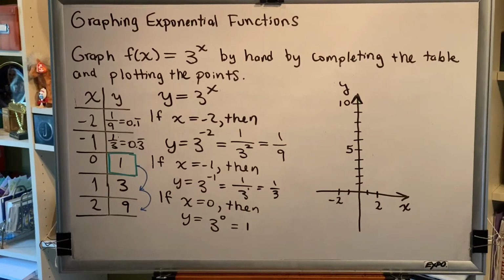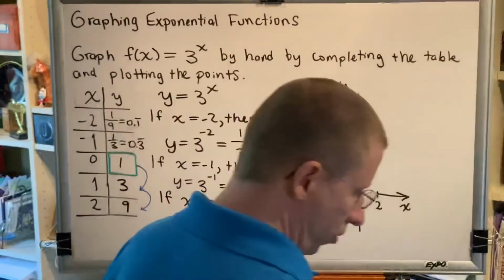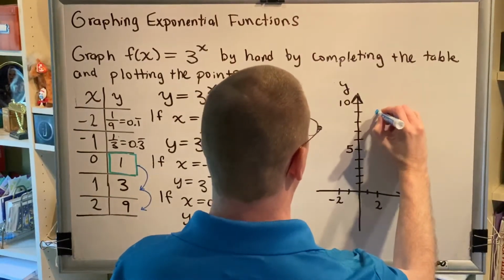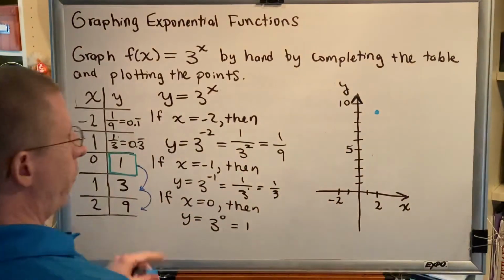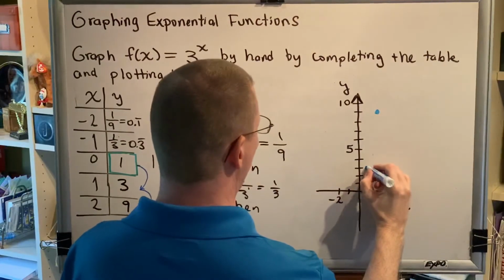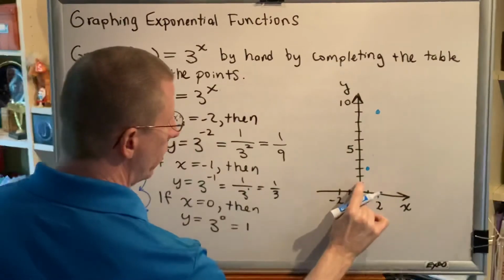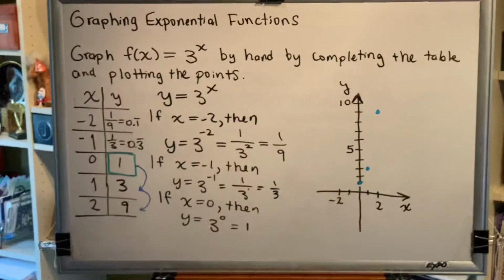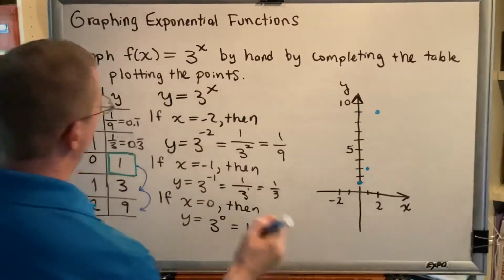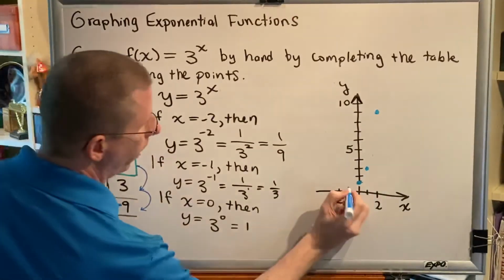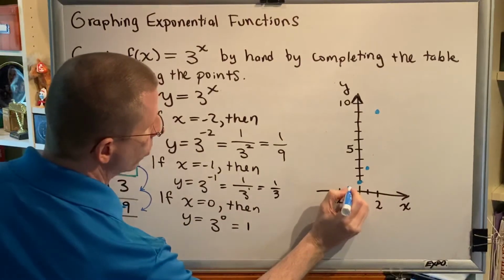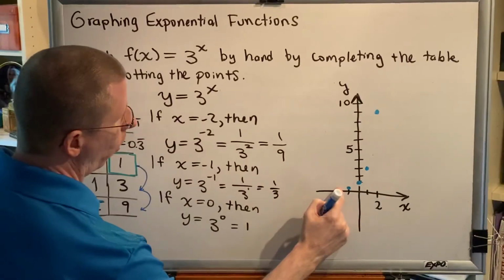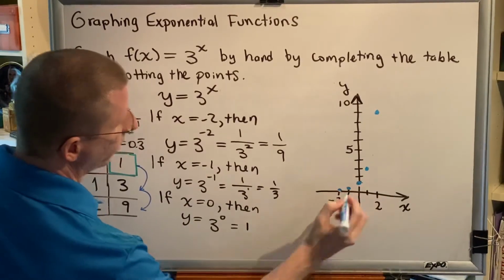All right, now all we have to do is plot all of these points. So let's start with the nice and easy ones, the ones that have integers. 2, 9. All right, so that's going to go right about here. 1, 3, that will be here. 0, 1, that's a y-intercept because it is an x-coordinate of 0, and that will go here. -1, 1/3, which is approximately the decimal 0.3. So I'm going to approximate that location here. And -2, 1/9, which is approximately the decimal 0.1. That's even closer to the x-axis.